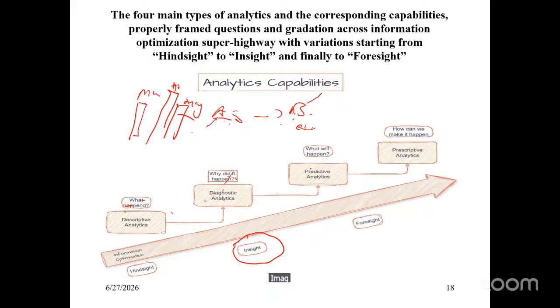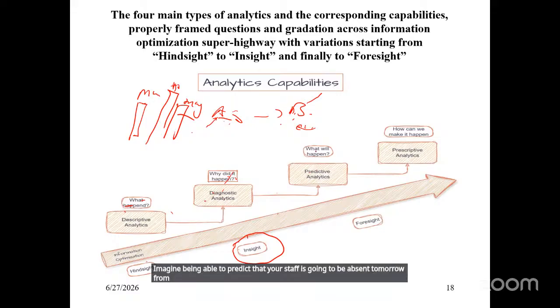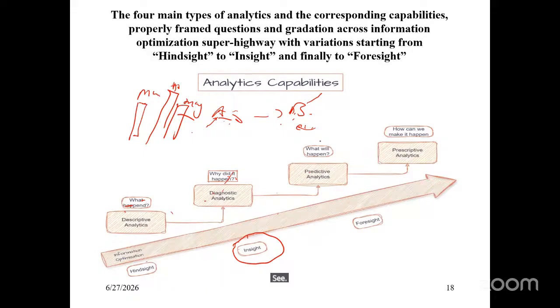Imagine being able to predict that your staff is going to be absent tomorrow from job. You can reach out to the staff and prevent him or her from absenting himself, especially the very important one. You see, you run what we call absenteeism predictive solution. The manager just runs it in the evening and notices some people have been identified. Oh, this guy will be absent tomorrow.